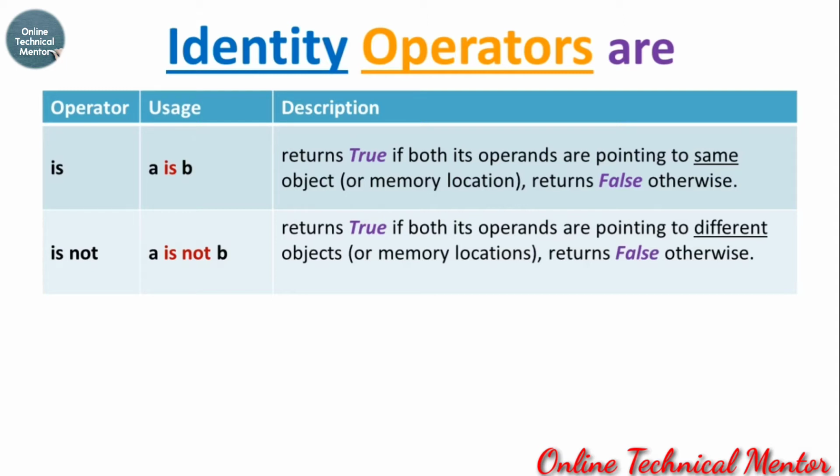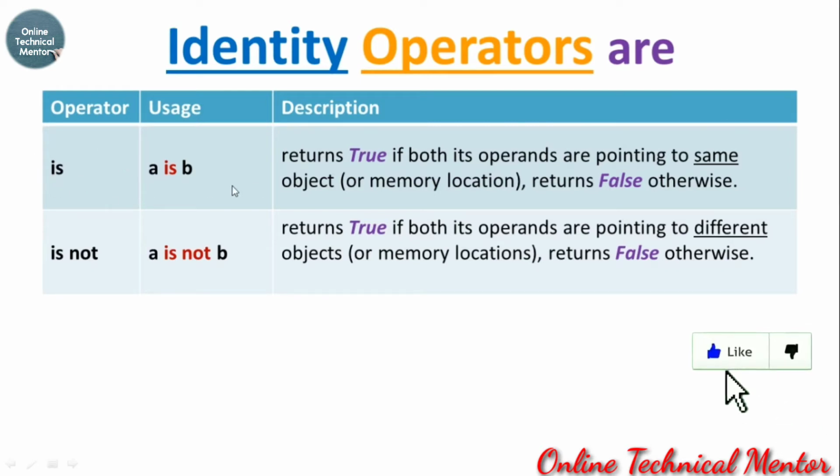The identity operators are used to check if both the operands reference the same object memory. That is, identity operators compare the memory location of two objects and return true or false accordingly. Let's discuss one by one. The first operator is is.